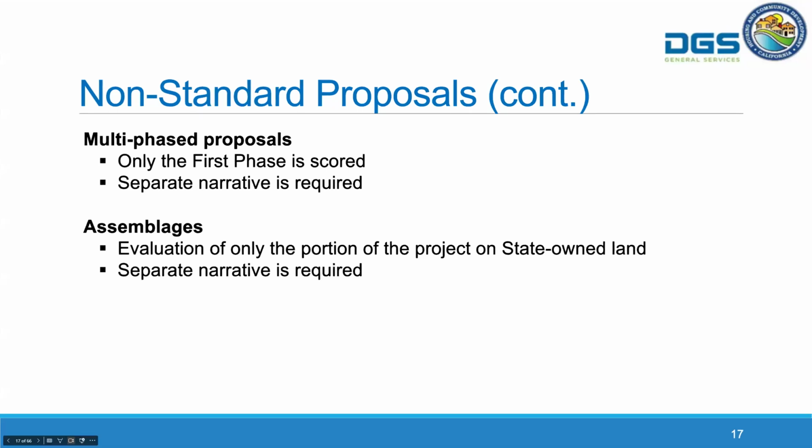Okay, continuing on the non-standard proposals, multi-phase proposals, where there are multiple residential buildings planned to be financed and/or constructed as different phases, are allowed. However, the state will only score the first phase of the proposed development, and a separate narrative is required to be submitted. Please note that therefore the first phase of the project alone must comply with the affordability provisions of Government Code Section 14671.2. Next, assemblages. Assemblages of land beyond just the state-owned land are allowed. However, we will only score the portion of the development on the state land. A separate narrative is also required for these types of proposals. Next slide.